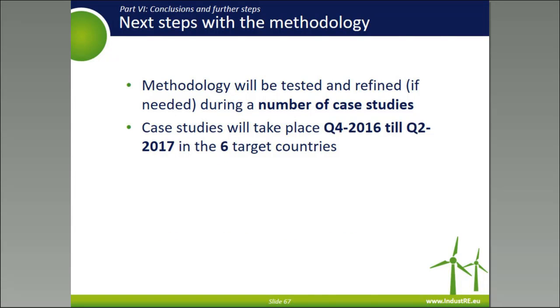Good. A couple of next steps. The methodology has been developed the last couple of months within the industry project, and one of the next steps is that we are going to perform a number of case studies. In these case studies, we are going to do a full demand response audit and see whether this simplified methodology will work in practice. These case studies, the selection has been taking place already, will happen from now on till mid next year somewhere, and we try to spread it out over the industries and over the different target countries.